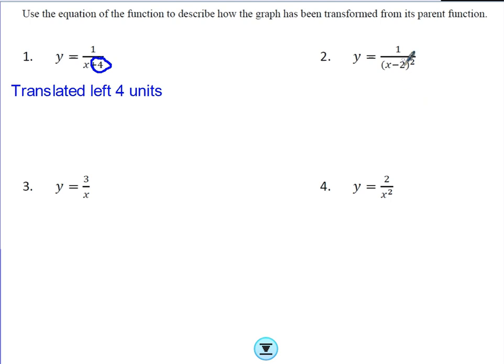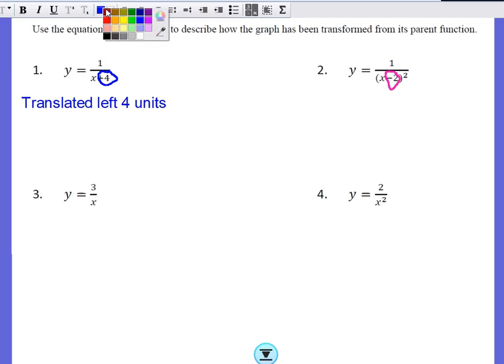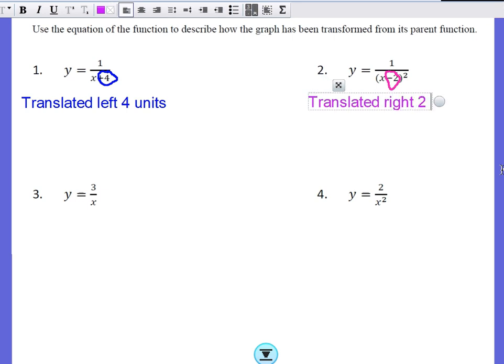And then here, the minus 2 in the denominator for number 2, it's squared, but that does not really affect the transformation. All it does is affect what the original graph was. But because it's a minus, that means we're going right. So this is translated right 2 units.